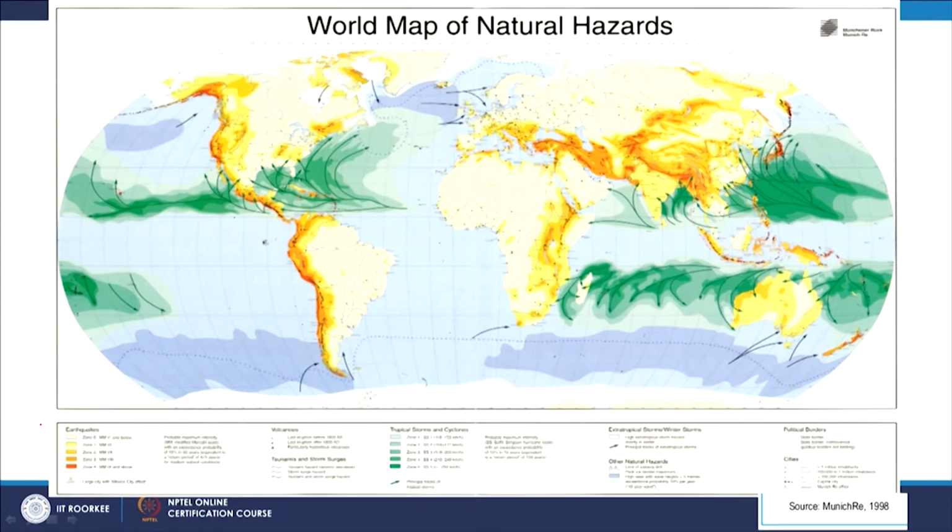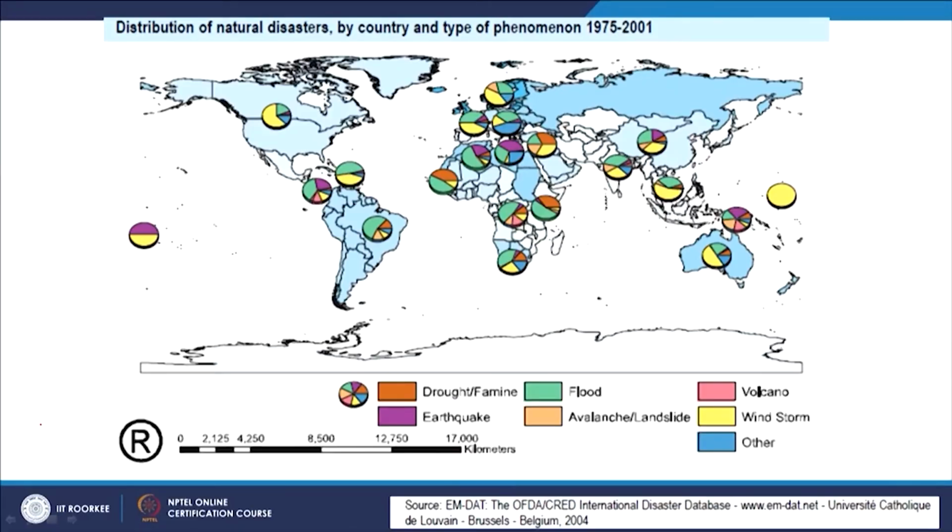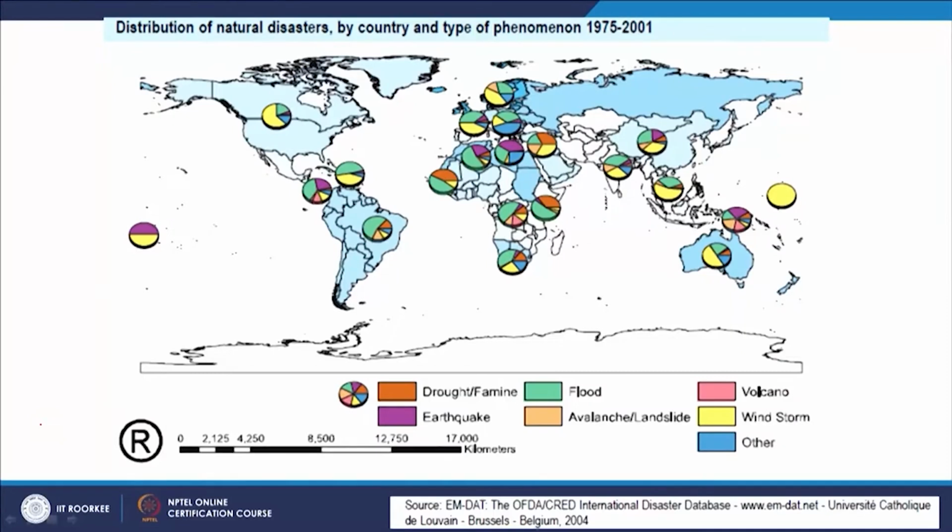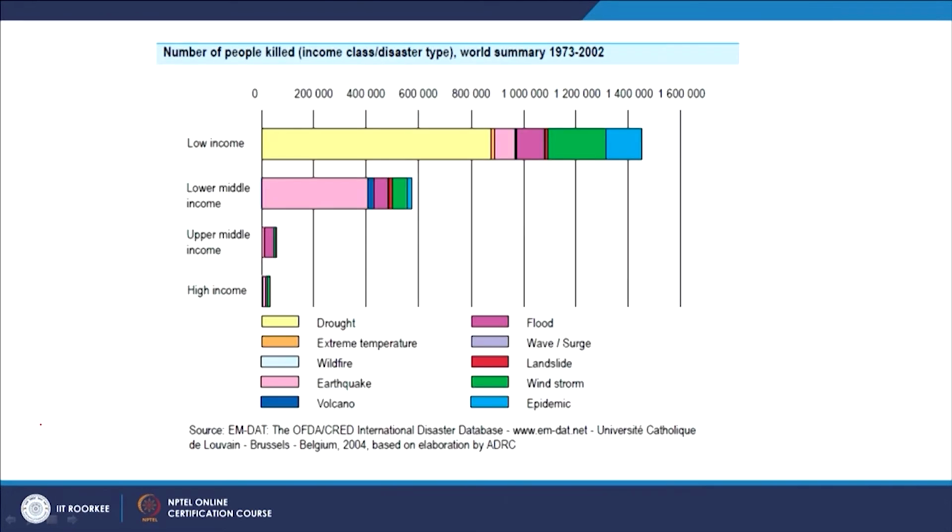Here is a map showing the distribution of natural hazards. Let us look at more maps on these. This one is the distribution of natural disasters by country and type of phenomena from 1975 to 2001. If you look into this distribution, you can see that flood is one of the most reported disasters from 1975 to 2001. Go to next slide.